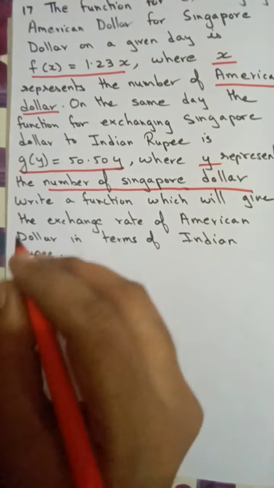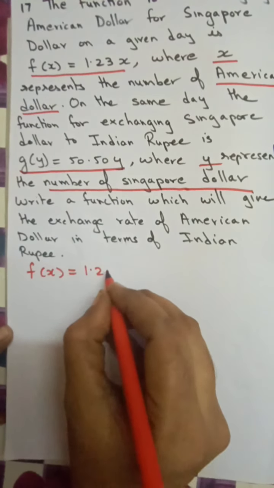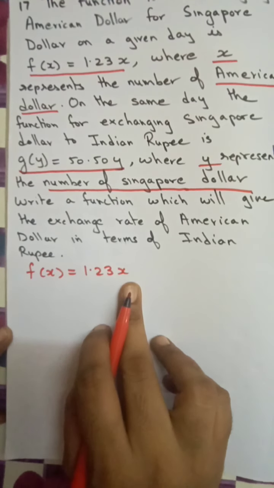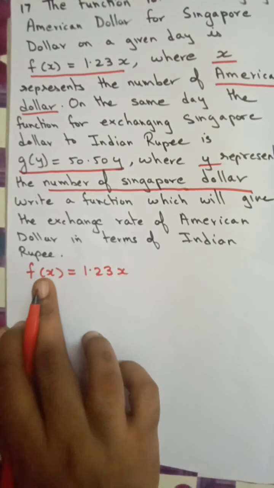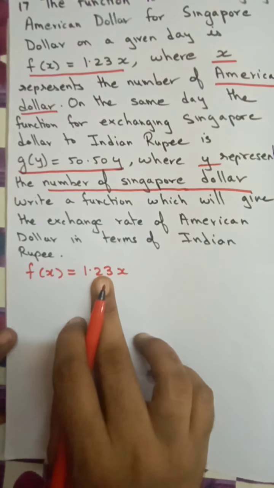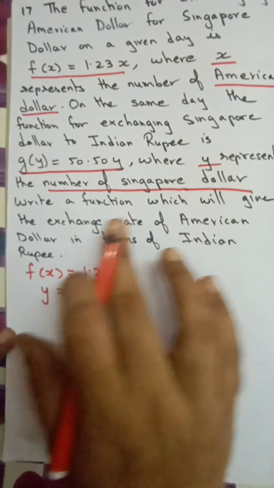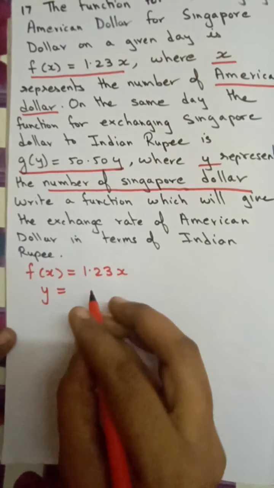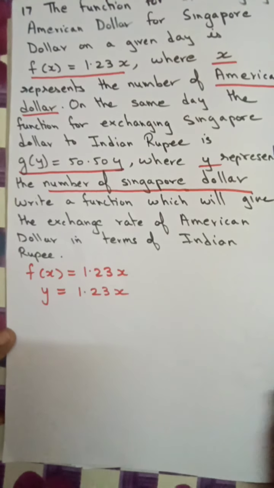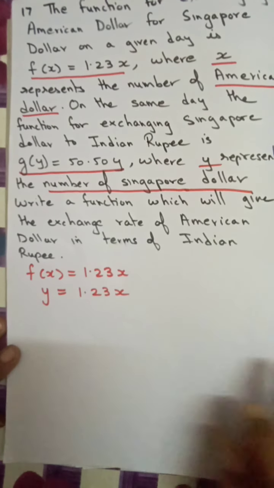So they have given you first f of x is equal to 1.23x, where x is the American dollar. This function converts the American dollar into Singapore dollar. So instead of f of x, I can write y, because y is the number of Singapore dollars. So I can write this as y is equal to 1.23x.